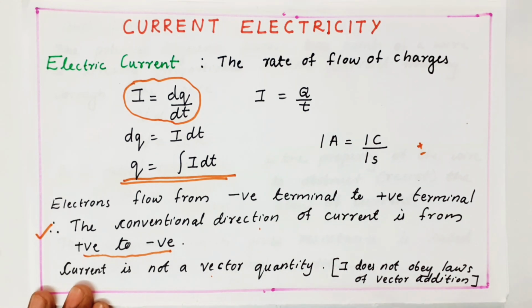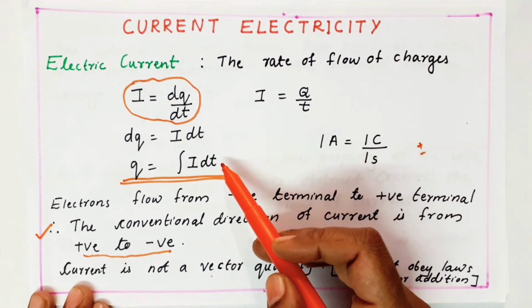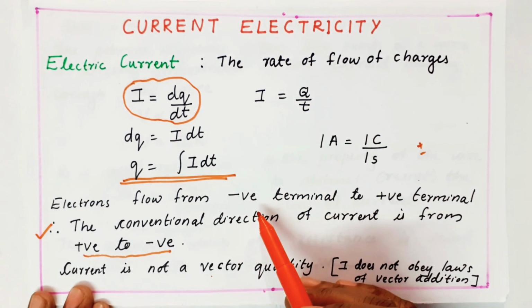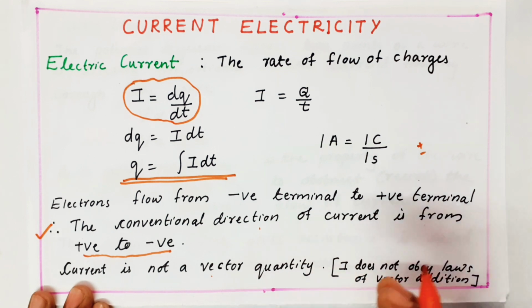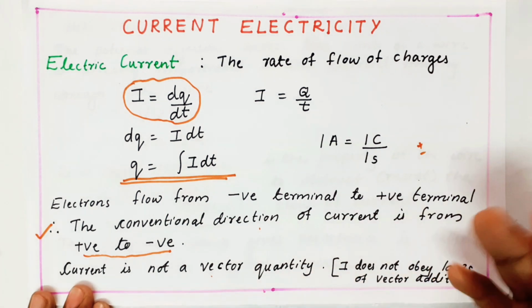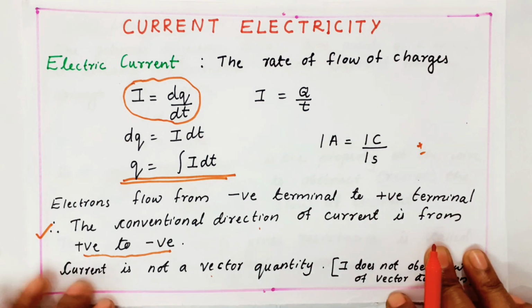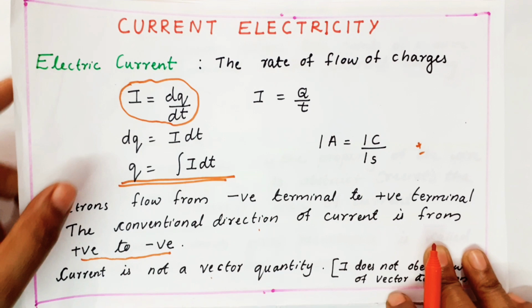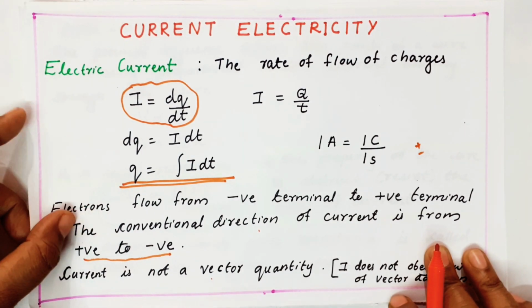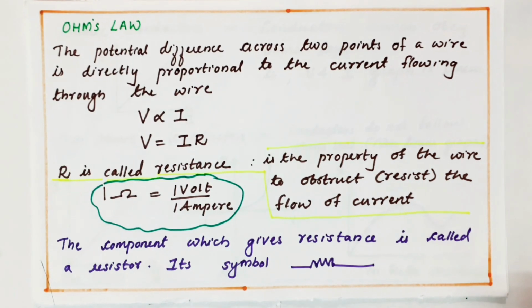So the main things I told you now. What is the equation for current? I equals dq by dt. Q equals integral I dt. The direction of current we have taken from positive to negative, which is opposite to the movement of electrons. Another very important point is that current is not a vector quantity because it does not obey the laws of vector addition. In this chapter itself we will come to what vector addition is.